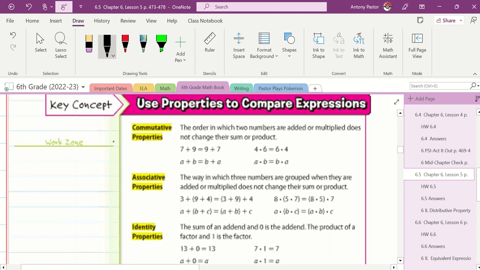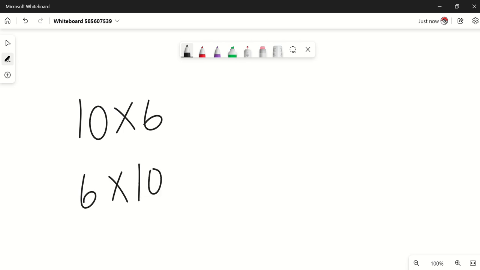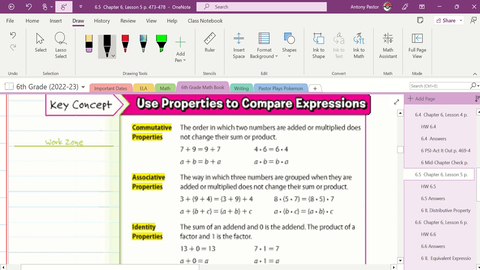The order in which two numbers are added or multiplied does not change the sum or product. So we're going to take this to a different whiteboard. Using the same example, 10 times 6 or 6 times 10, the order in which the multiplication happens doesn't matter. It's still the same answer. The same goes for addition. If I do 7 plus 3, that will equal 10. Or if I do 3 plus 7, that will also equal 10. This is known as the commutative property. The order in which the numbers are added or multiplied does not change the sum or the product.